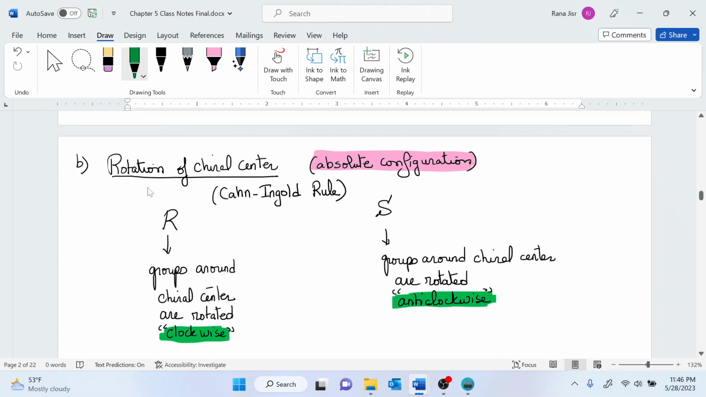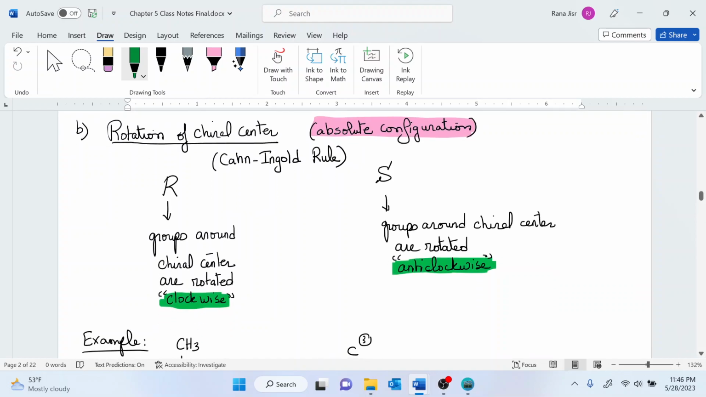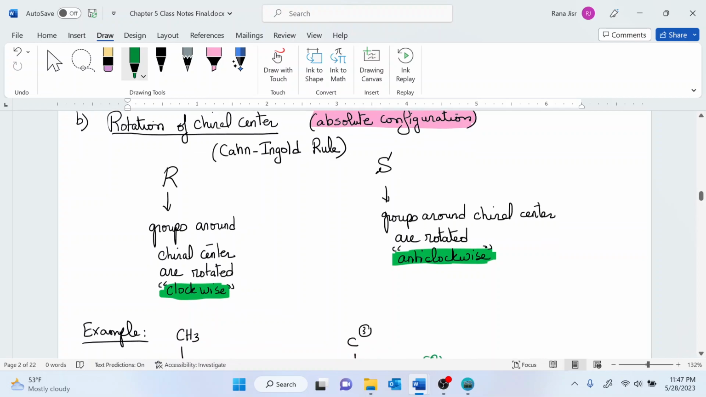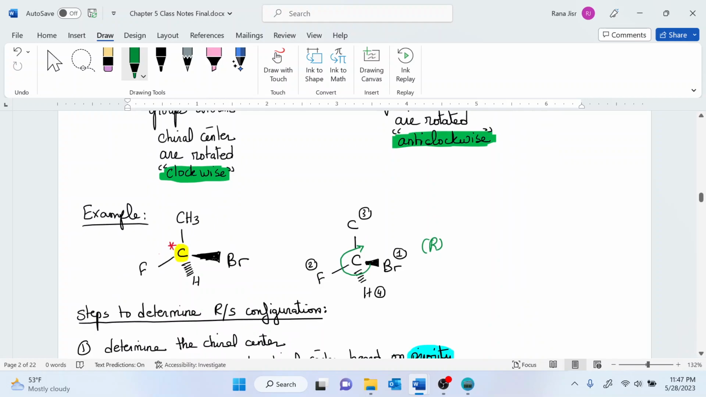The second type of rotation is the rotation around the chiral center. Now, this one, you don't need a polarimeter or any instrument to measure. This one is called absolute configuration, and you measure that based on the groups that are around the chiral center. This is called the Cahn-Ingold-Prelog rule, and the rotation here, absolute configuration, is of two types. You can rotate the chiral center clockwise or counterclockwise. The rotation, as we said, is based upon the groups that are around the chiral center.